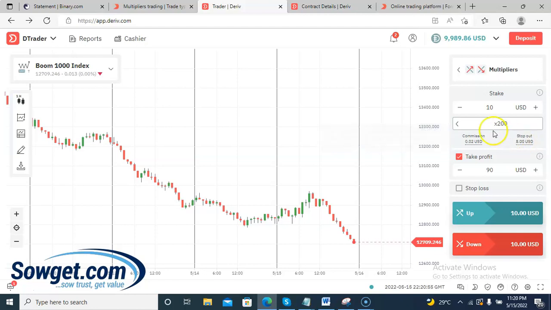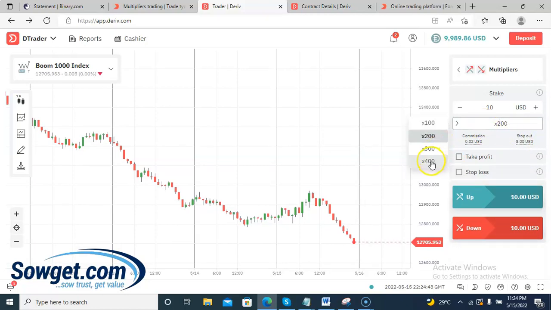If I use a multiplier of times 200, my stop out is $8, meaning that if you read what they wrote here, it said when your current loss exceeds or equals 80% of your stake, your contract will be closed at the nearest available asset price. So if I go into a trade and the market is against me, once my floating loss is already minus 8 USD, automatically that trade will be closed.